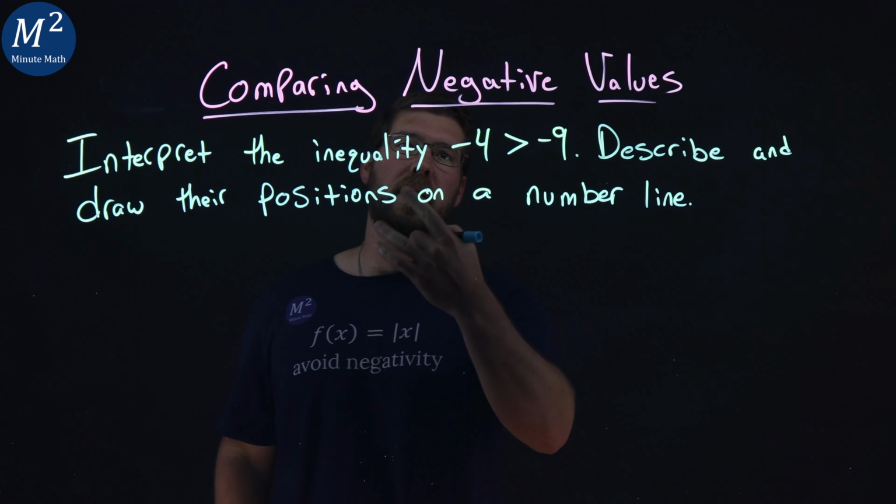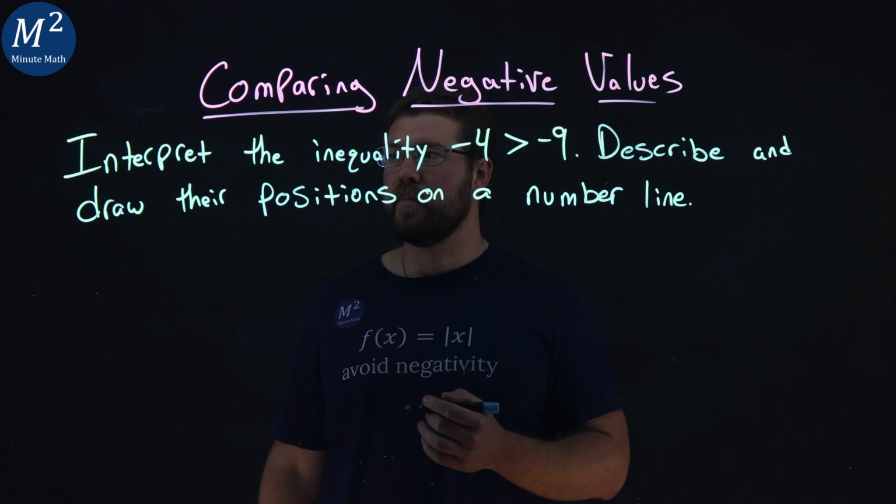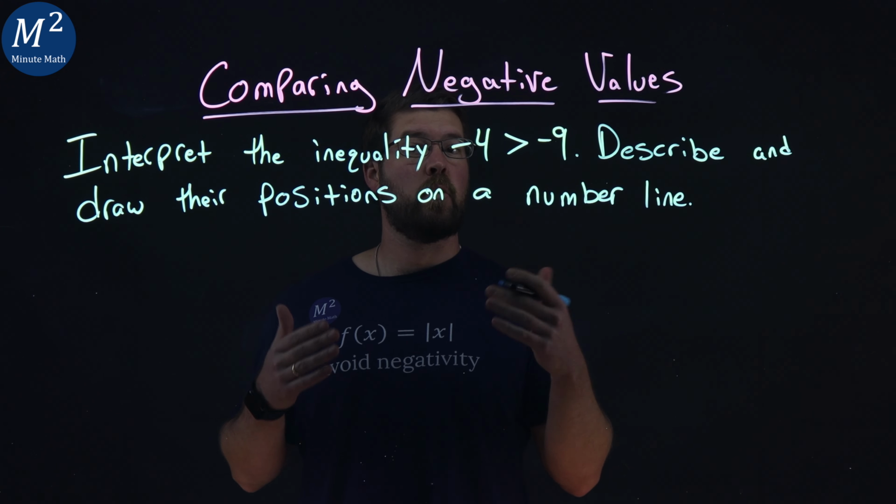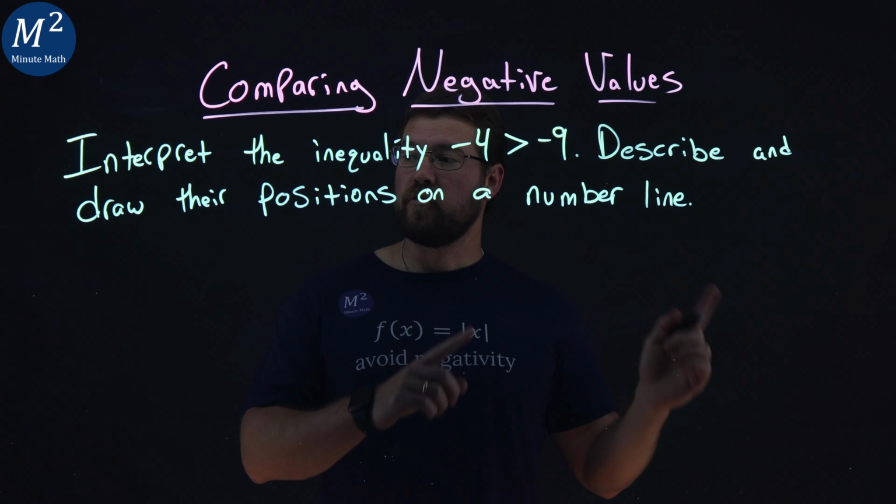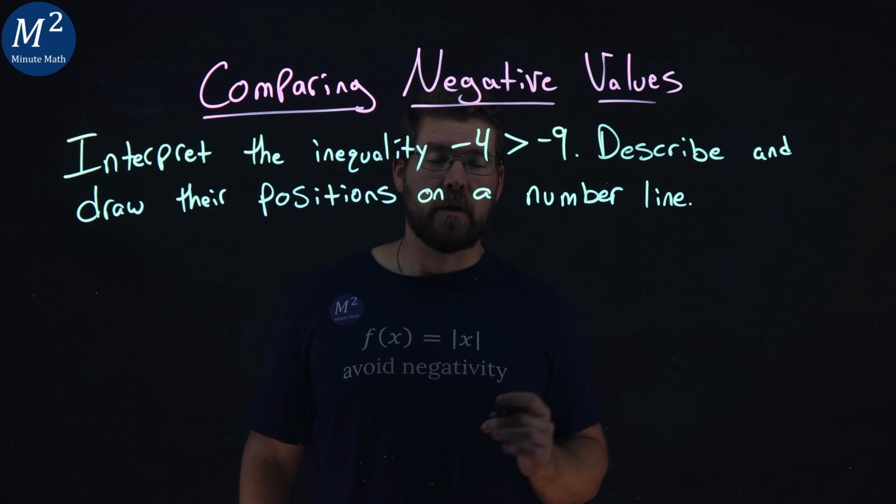Let's learn about comparing negative values. Interpret the inequality -4 is greater than -9. Describe and draw their positions on a number line.